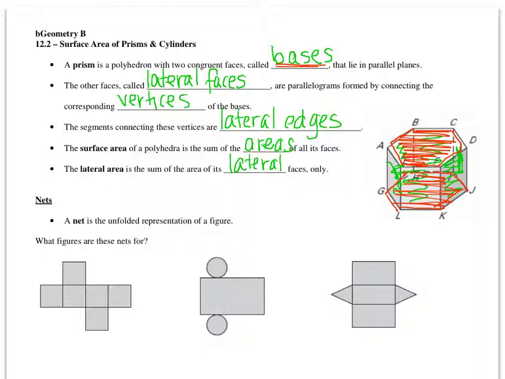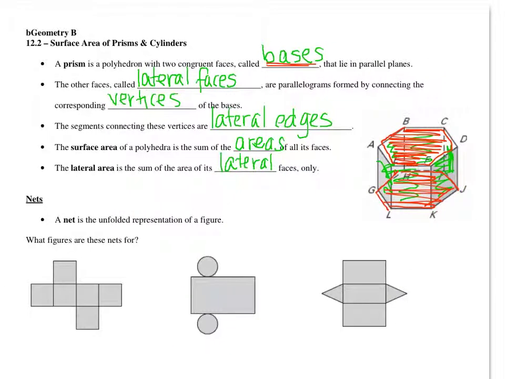Next here it says the net is the unfolded representation of a figure. What figures are these nets for? So if you can, imagine folding these up. Okay, here's a base, and I'm going to move this up and this up and this up and this up, and then this is going to come all the way over to the top. It would look something like that. So what's that going to be? Well, that's going to be a cube, since they're all the same size.